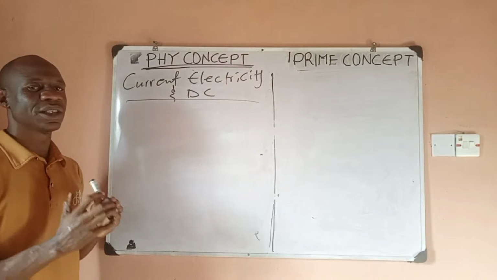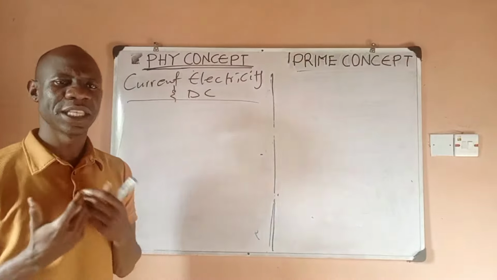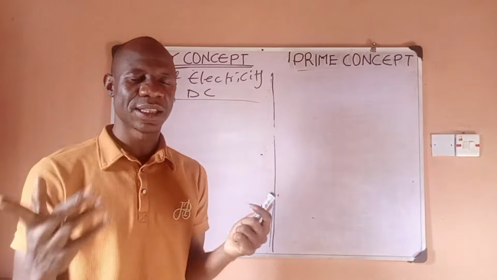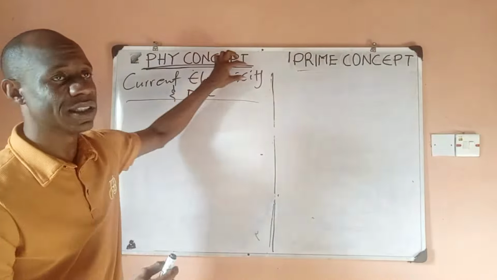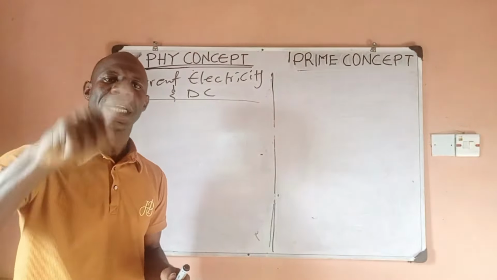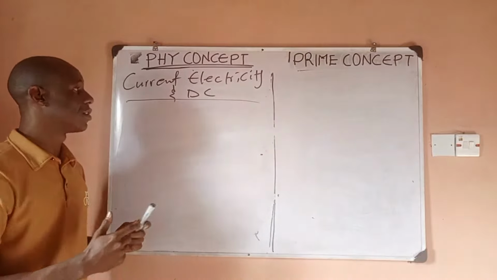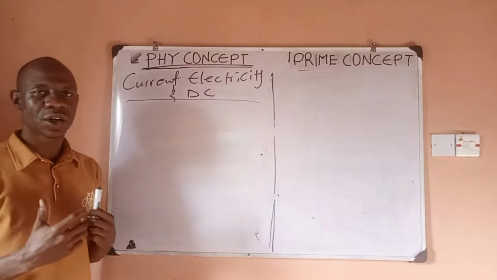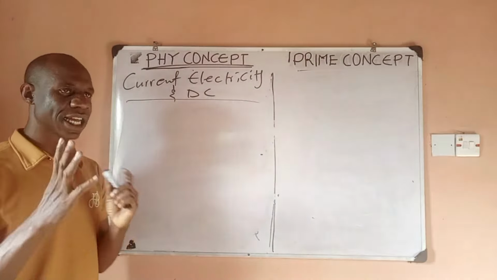Remember, current electricity is the study of moving charges, while the study of stationary charges is known as what? Who can tell me? If the study of moving charges is known as current electricity, then the study of stationary charges is known as what? Put the answer if you know it while I continue. Electrostatics, innocent. Thank you, innocent. Electrostatics, that is correct.